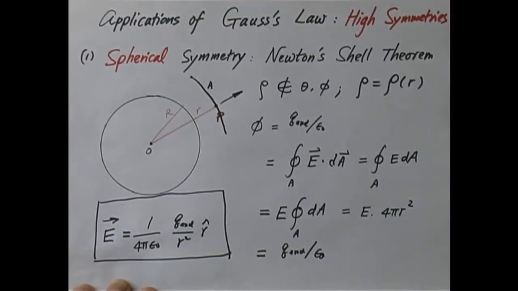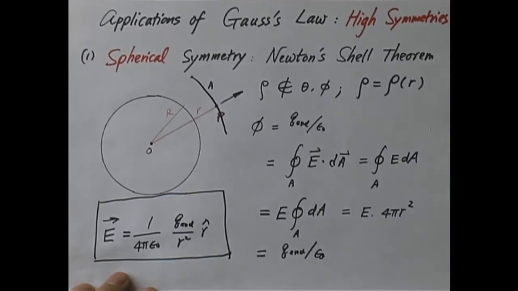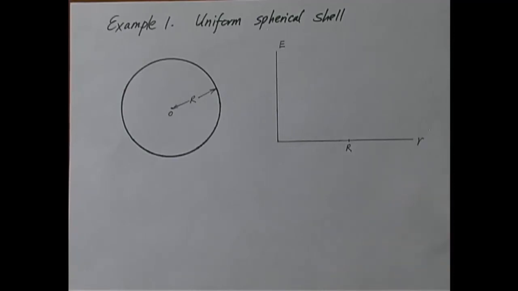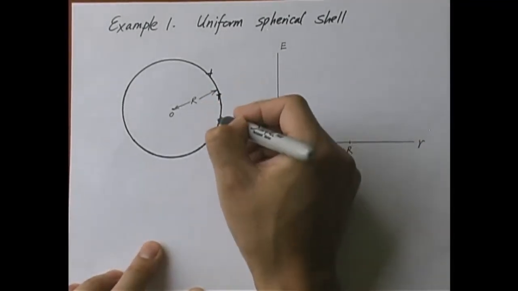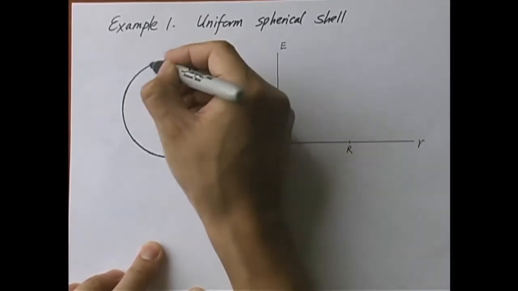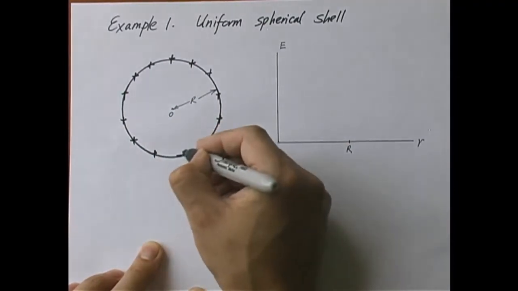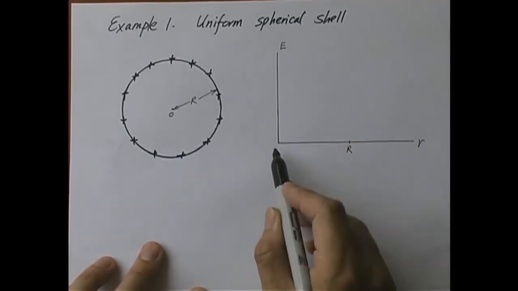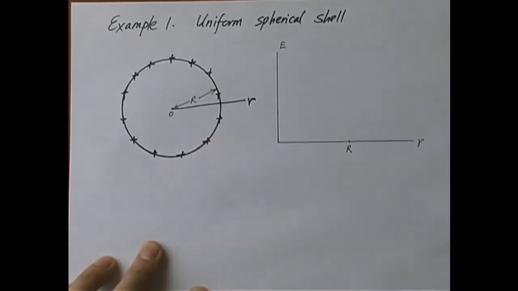So let's look at the first example of uniform spherical charge distribution. So we have what's called a uniform shell. That really is just an electrostatic version of Newton's shell theorem. All right, uniform spherical shell. So we have charges distributed evenly on the surface of this shell. There's no charge inside the shell, and there's no charge outside the shell. Just uniform distribution on the surface of the shell. Okay, and I wish to plot the electric field as a function of r. R is the distance measured from the center.